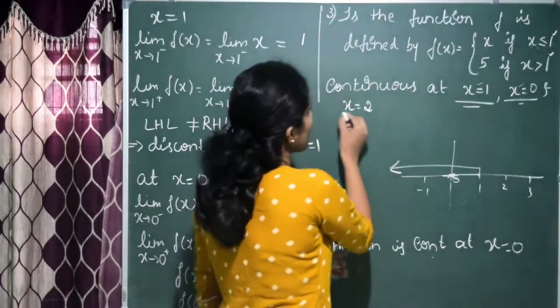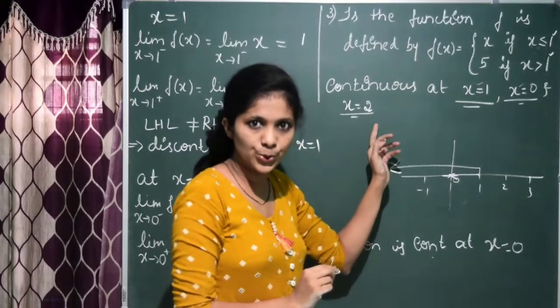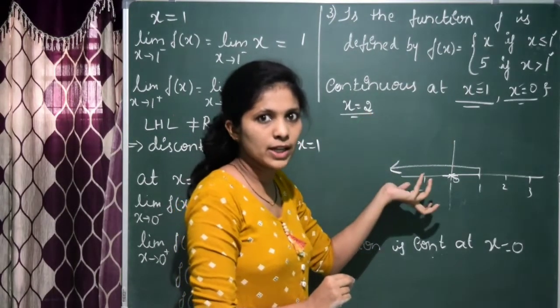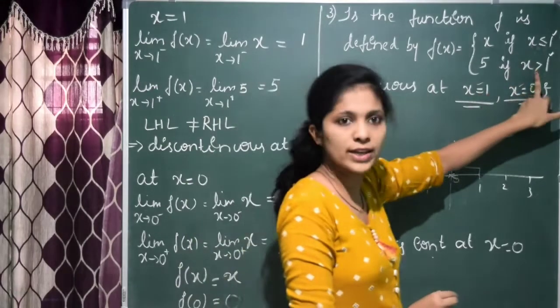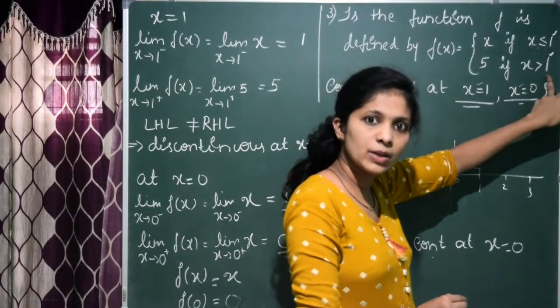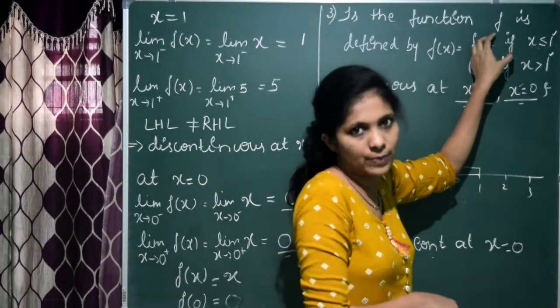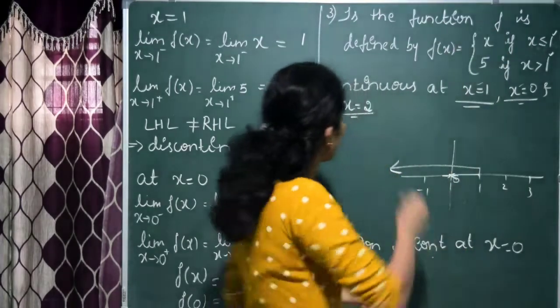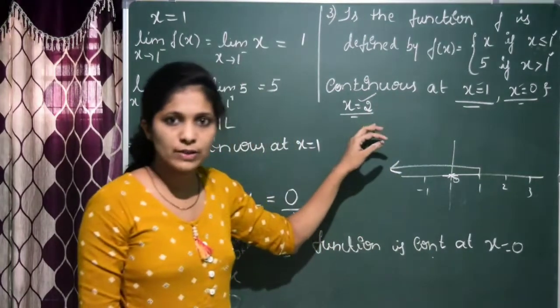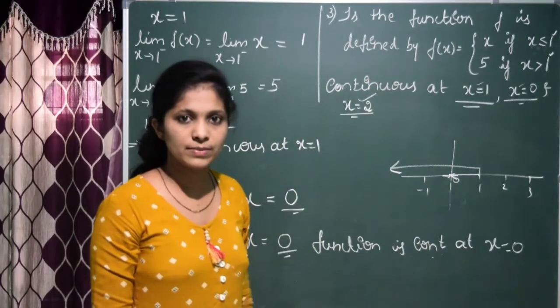Is it clear? Now we have to check with x is equal to 2. Obviously it will be continuous. X is equal to 2 means the value of x is greater than 1, so the function will be 5. From the left hand side also it is 5, right hand side also it is 5. So at the point x is equal to 2, the function will be continuous, and complete this one.